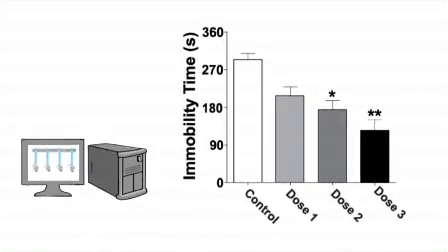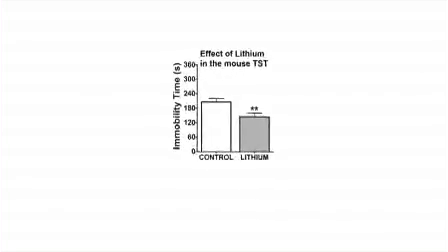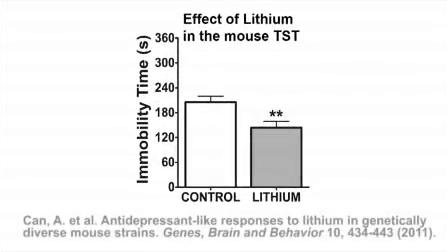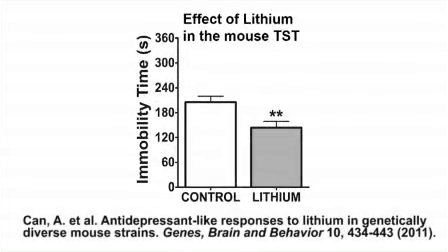Compounds with antidepressant properties increase the amount of time mice spend struggling. This is reflected by shorter periods of immobility. For example, we have reported that the mood-stabilizing medication lithium, which is clinically useful as an adjunct antidepressant medication, decreased immobility time in the tail suspension test.